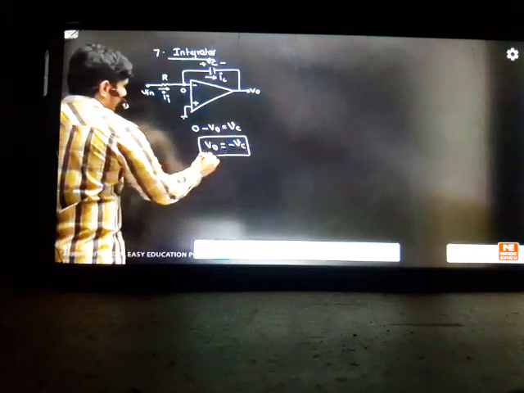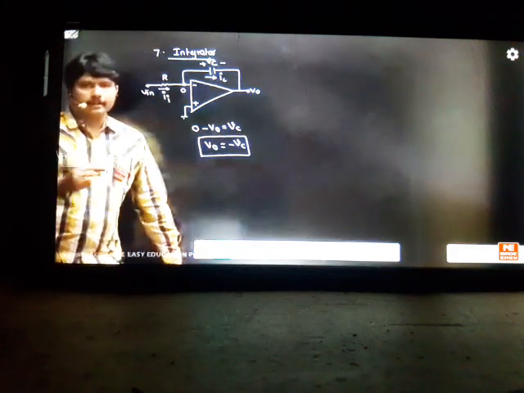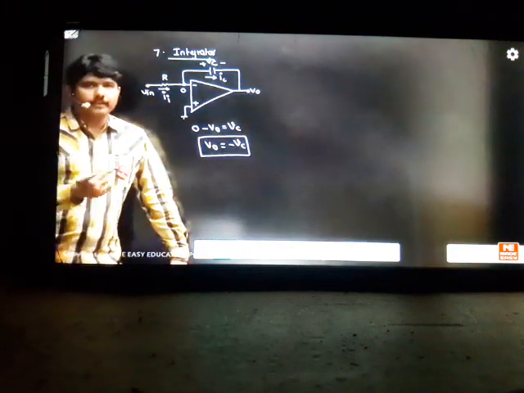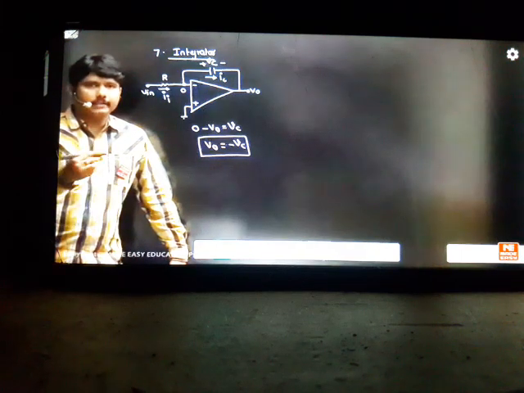So I think this is the result we are getting. What I understood is whatever the feedback component you are giving, the drop is your answer with a negative sign. Previously you kept a diode, so minus VD. You kept a BJT, we got minus VB, so here minus VC.